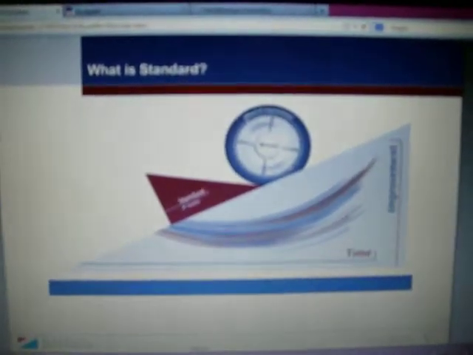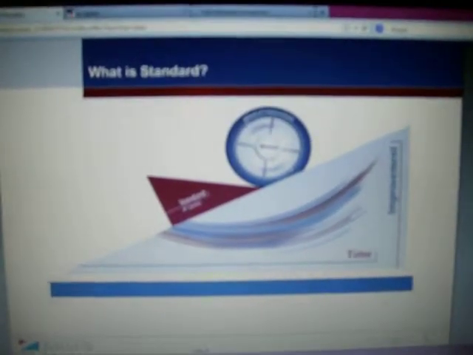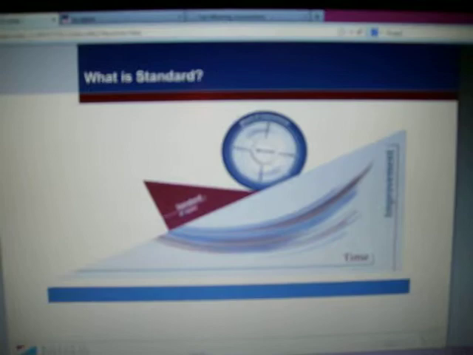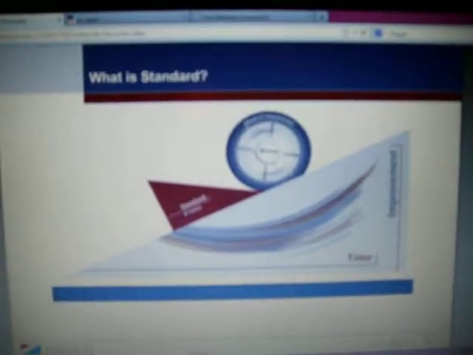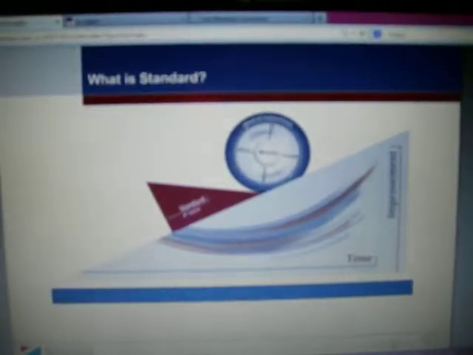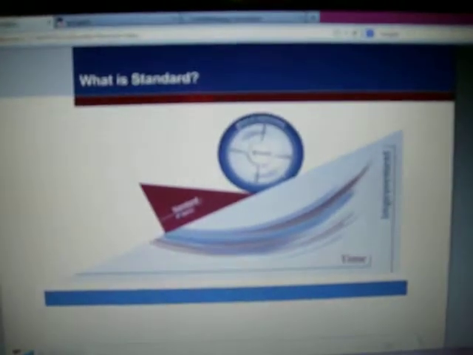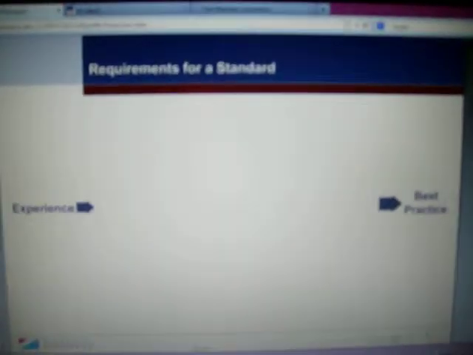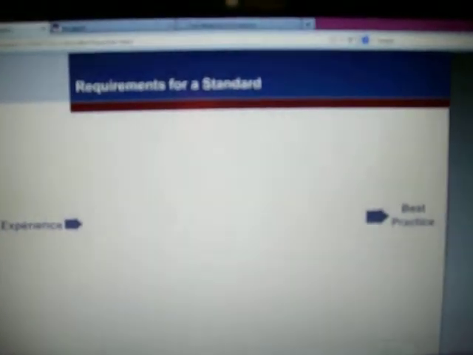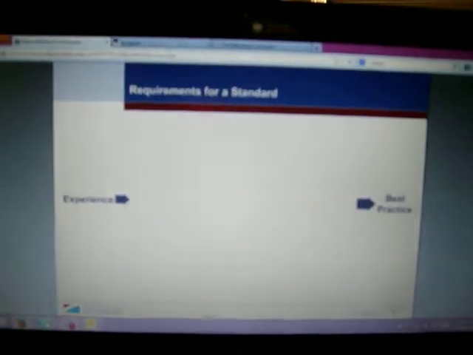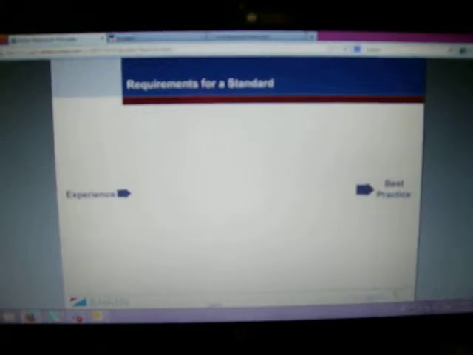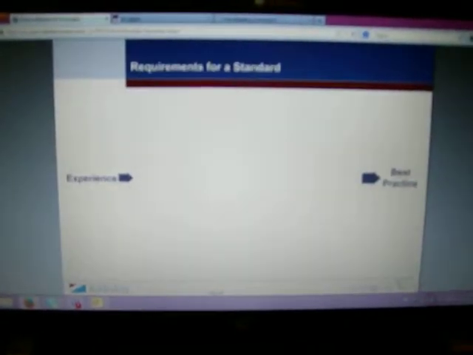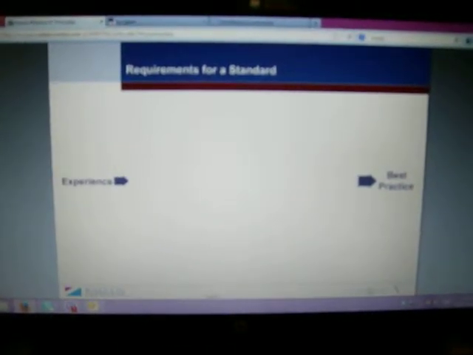Every time we make a change to our improvement, to our process, we have to remember to adjust our standard as well. Otherwise, we will roll back to where we were. Requirements for a standard. What makes a standard good? When will people follow a standard? We have 5 simple things that we say.